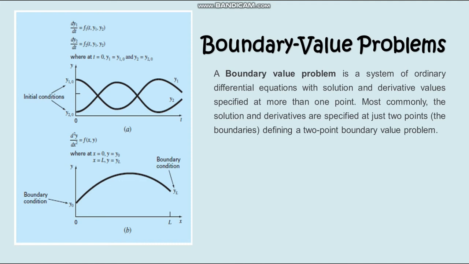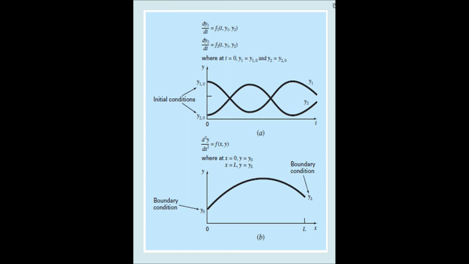And then, as boundary conditions, given the equation d squared y over dx squared is equal to a function of x and y, at x equal to 0, y is equal to y sub 0, and at x equal to L, y is equal to y sub L. Based on the given figure, the boundary condition was only giving us one curve line, or one wave line. So it's boundary to boundary.